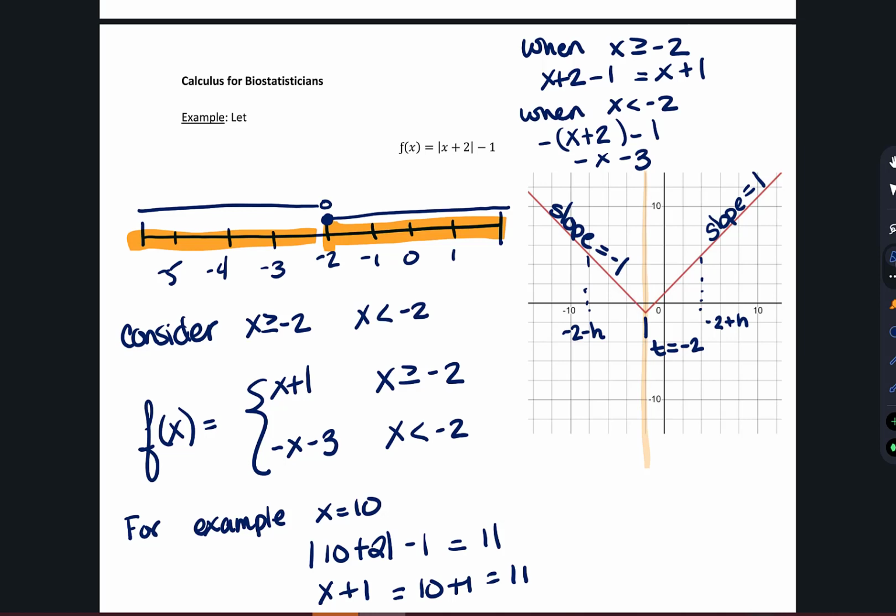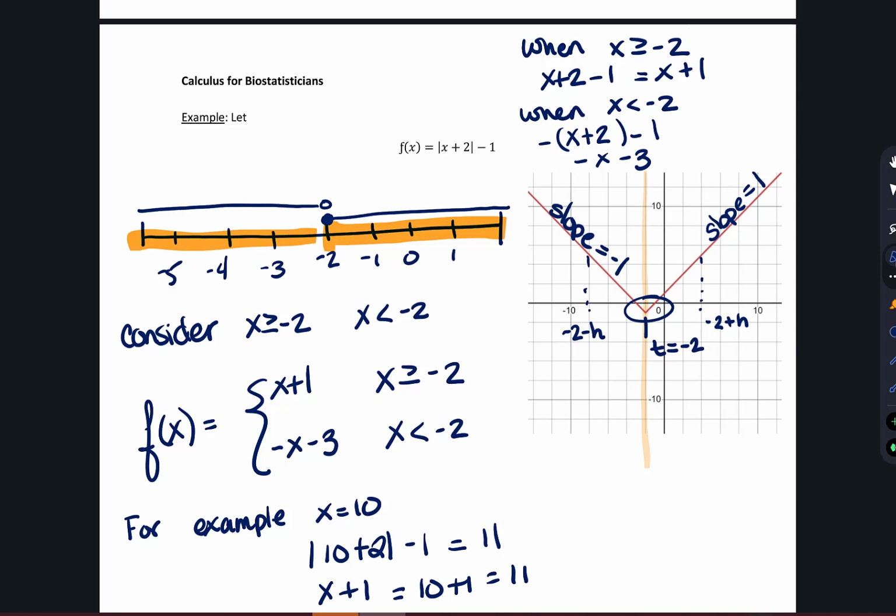And so for that reason, when we have this sharp corner point, that limit does not exist. It exists from the right and it exists from the left, but they're not equal to one another. So when you have these sharp points in a plot, it's not going to be differentiable at that point. So here the function is not differentiable at -2, but it is continuous at -2.